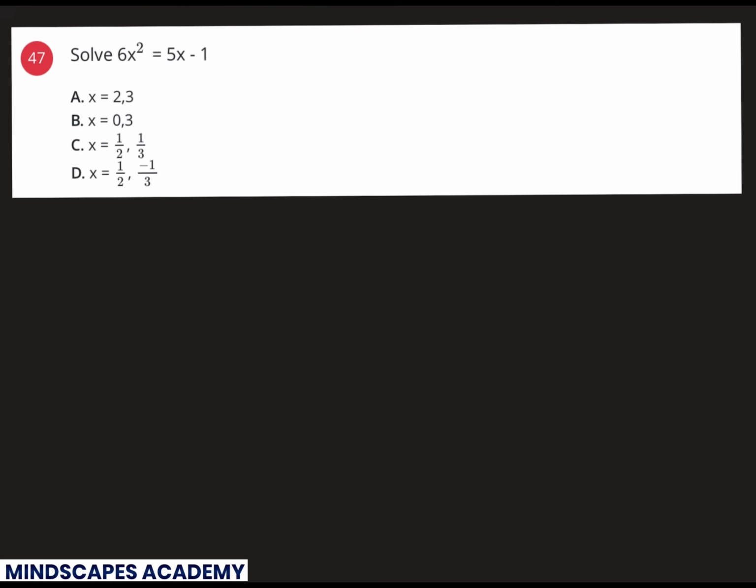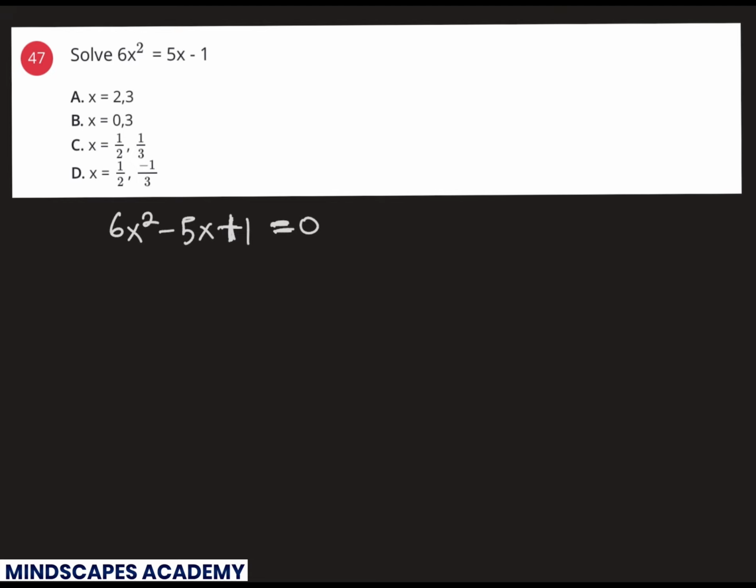Alright, so this is a quadratic equation. So the very first thing to do is to rearrange. So we have 6x squared negative 5x positive 1 equals 0. So we subtract 5x from both sides and we add 1 to both sides to have this equation.